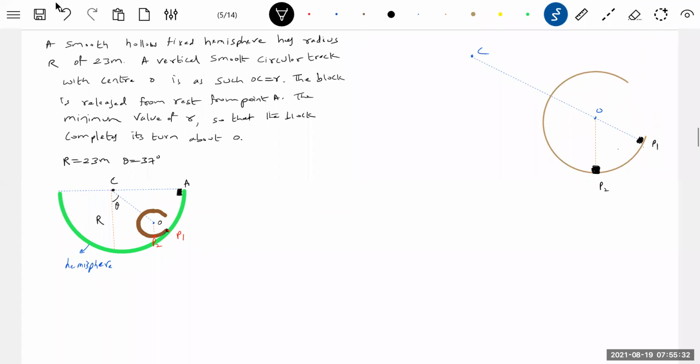If you start from here, the velocity at this point, how much should it be? Root 5 gr, to complete this circular track. There's a smooth circular track. So to complete this track, the velocity at this particular point should be how much? Root 5 gr. For the velocity to be here, it will have velocity v1.